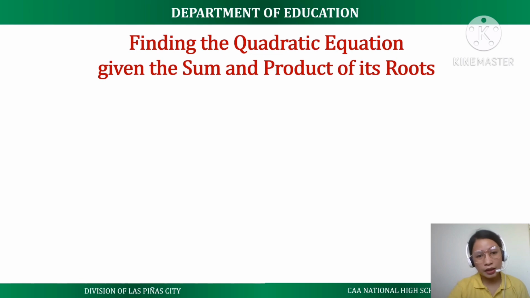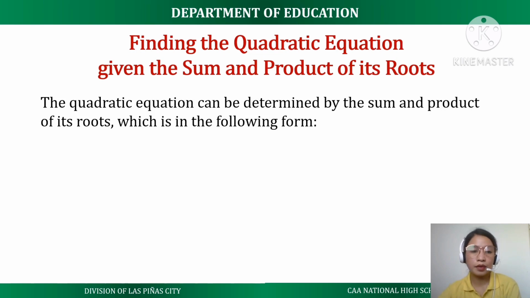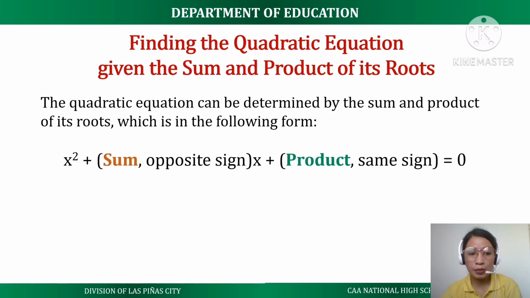So, finding the quadratic equation given the sum and the product of its roots. So, the quadratic equation can be determined by the sum and product of its roots, which is in the following form. So, ang gagamitin nating form mamaya is ito. So, x squared plus sum, opposite sign nito, nitong sum, then the variable, plus product, same sign ng product, then equate natin sa 0.